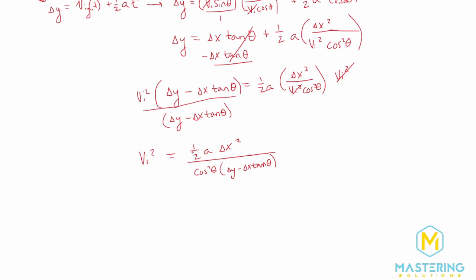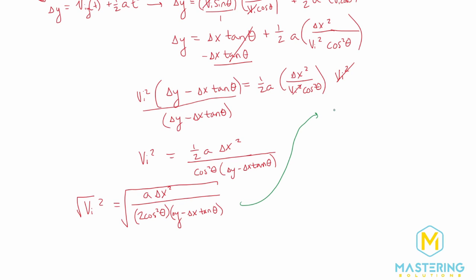1/2 on the top is essentially the same thing as 1 with 2 on the bottom. So I think it's a little bit easier to see it that way. So let's rewrite that. So vi squared is equal to acceleration times delta x squared. There's an assumed 1 right here. And that will be 2 times cosine squared theta times delta y minus delta x tangent of theta. And now the last thing we have to do is we have to isolate this. So we'll take the square root of both sides of the equation. And to save time, I'm not going to rewrite it before we plug in the numbers because obviously we're just getting rid of the squared.